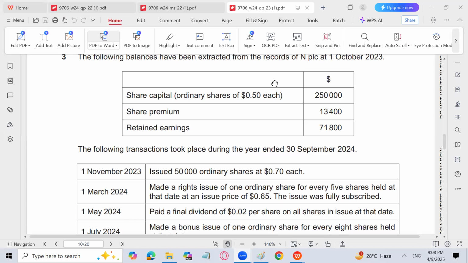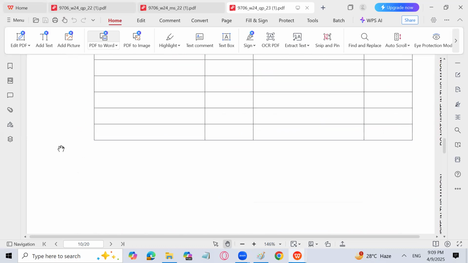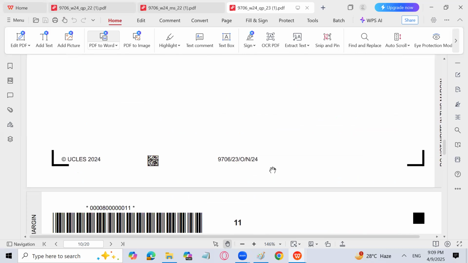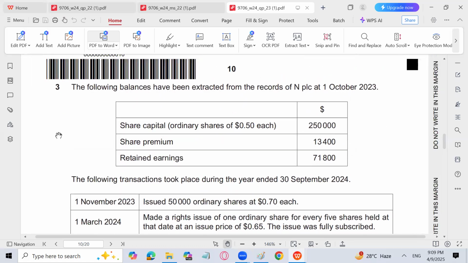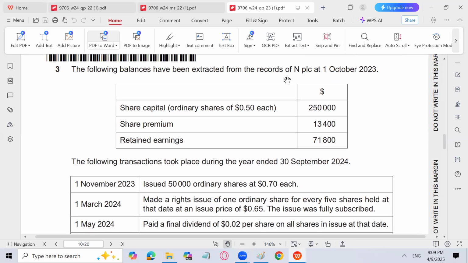So let's start the question. This question has come in October, November 24, variant 23, question 3. The following balances have been extracted from the records of N Public Limited Company at 1st October 2023.